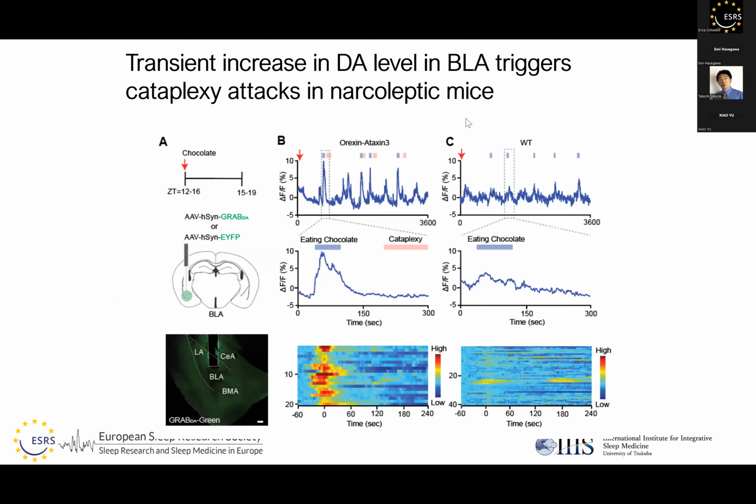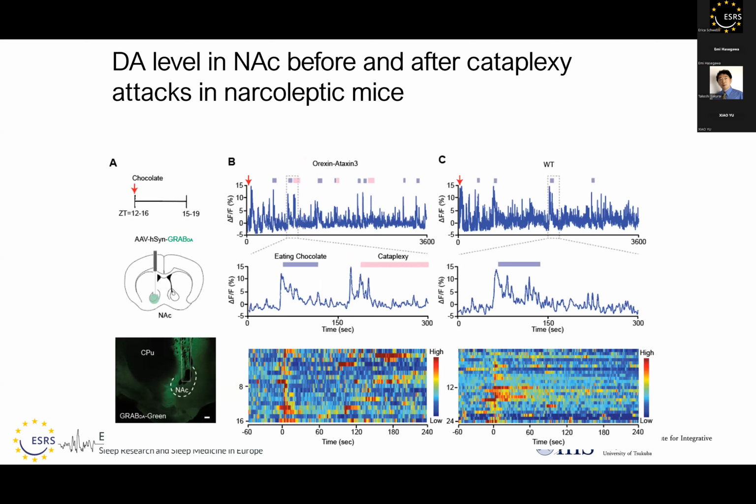This is a summary. We observed a transient increase of DA level during chocolate consumption, which was preceded by cataplexy-like events. The elevation of DA levels in BLA during chocolate feeding in orexin-ataxin 3 mice was found to be significantly greater than that observed in control wild-type mice. However, in contrast, the magnitude of the increase in DA level in the nucleus accumbens during chocolate consumption was found to be almost comparable between narcoleptic and control mice.